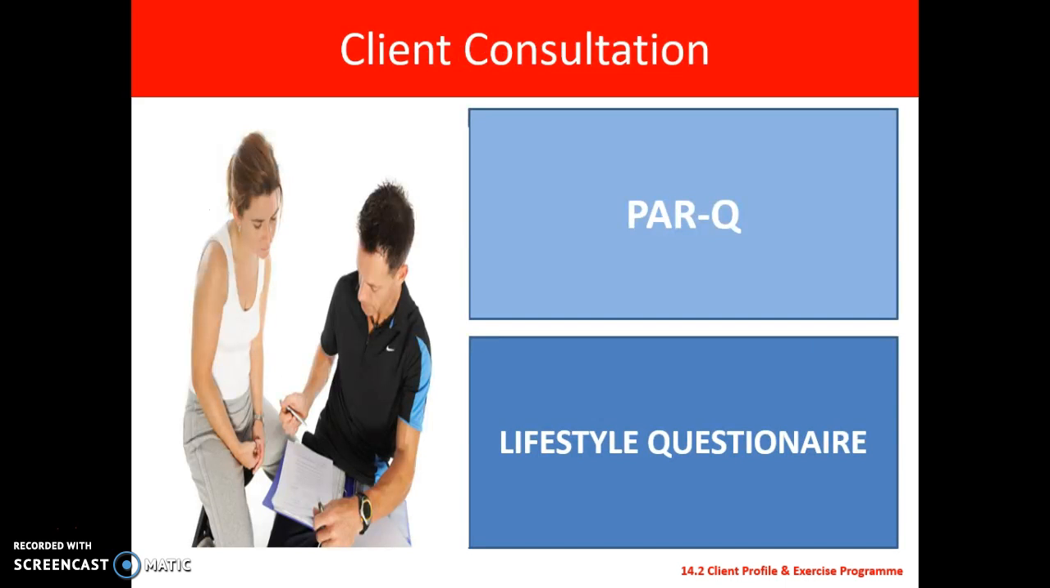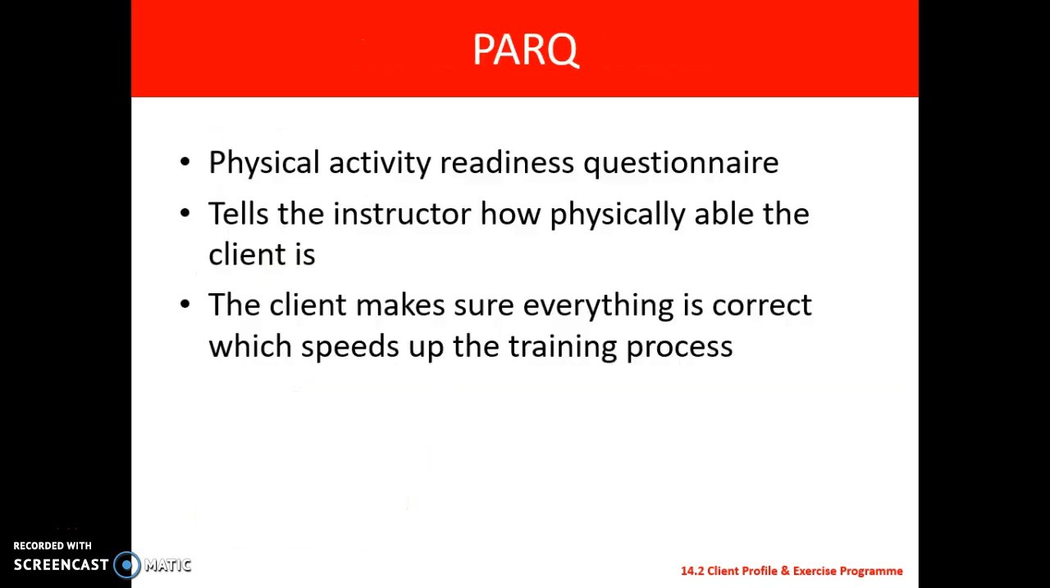Client consultation. Before I have done anything, my client and I have undergone a PARQ and a lifestyle questionnaire. A PARQ is a physical activity readiness questionnaire, and this tells the instructor how physically able the client is. And the client has to make sure everything is correct, which speeds up the training process. So, for example, before a training session could occur, a client has to inform the instructor that all of the information is current and up to date. If this is incorrect, then they could become liable.